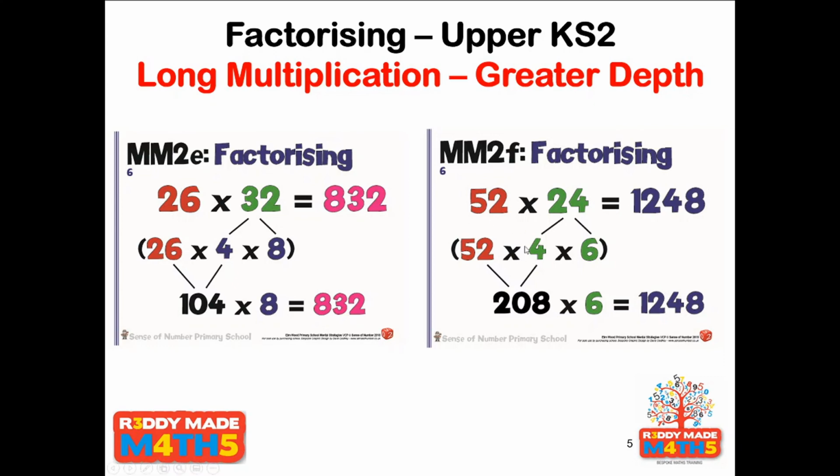Well, we didn't factorise the 52, we factorised the 24 into 4 multiplied by 6. That meant we could very quickly double up twice to get 208 and multiply those two separate parts by 6. 6 times 200 is 1,200 and 6 times 8 is 48. Again, we could have factorised the 24 into 8 times 3 or into 12 times 2. I think in this instance that's probably the easiest one that we could have chosen.